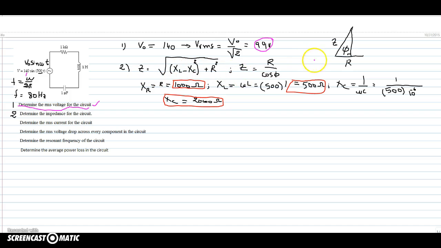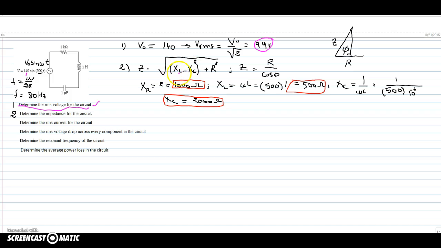The other way is to take advantage of the triangle of the impedance. The Z is here for the total voltage. This is R. And so we can use trigonometry and figure out Z is R over cosine phi. And therefore R is given. It is here 1 kilohm, which is 1000 ohms. If I find phi, then I have solved the problem. Or let's do it both ways.